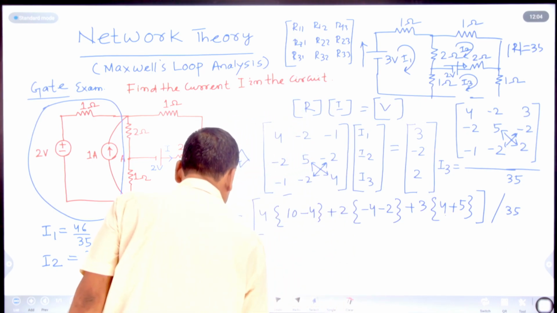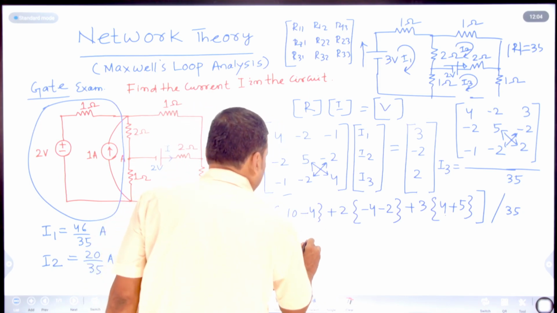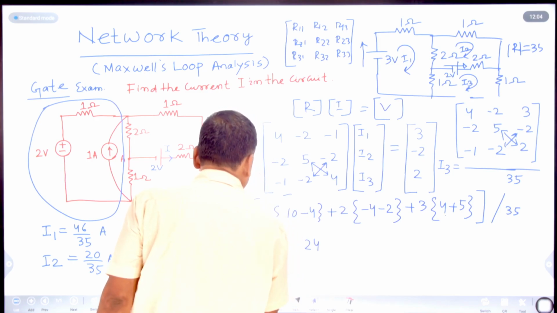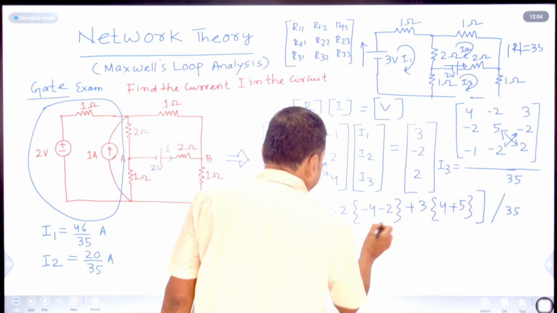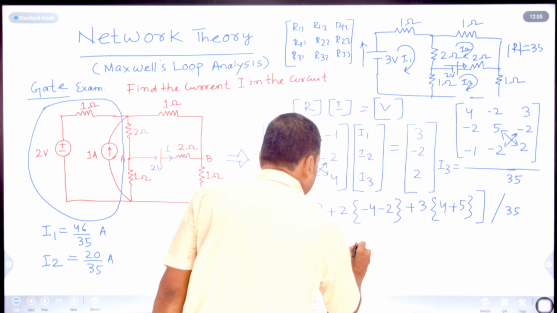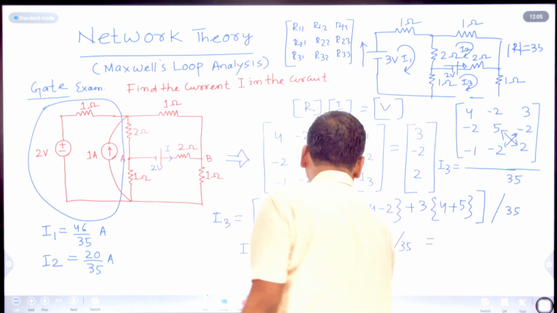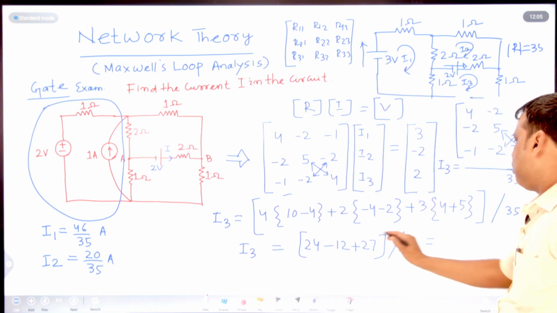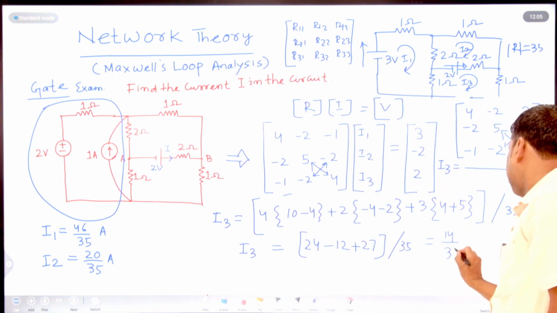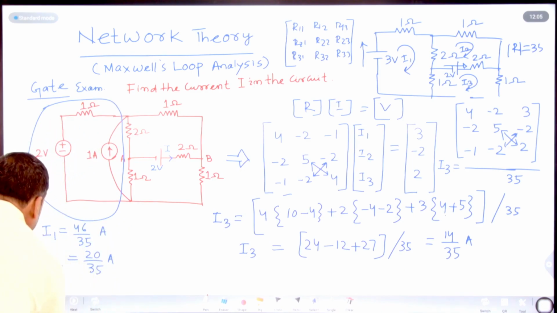That is 4 into 10 minus 4, that is 6 into 4, 24. So that is 24. So I3 equals 24 minus 4 minus 2, that is minus 6 into 2, minus 12, 4 plus 5, 9, 9 into 3, 27, plus 27, divided by 35. That will be what? 24 minus 12, 12, 12 plus 2, 14, that is 14 by 35 ampere. Are you getting or not? So I3 equals 14 by 35 ampere.